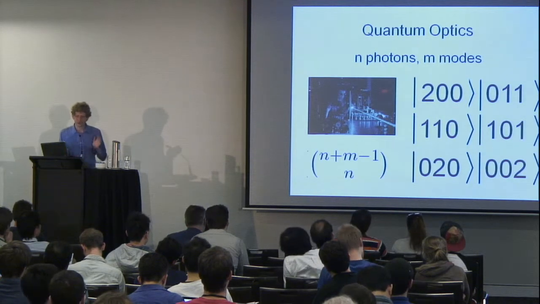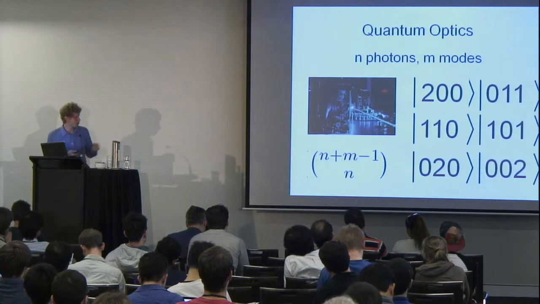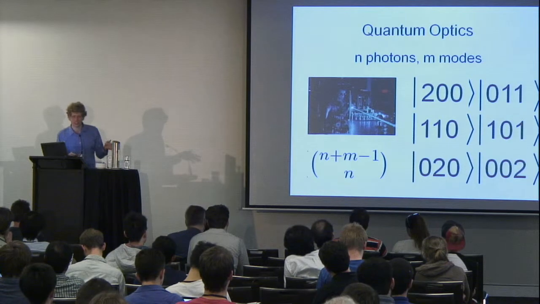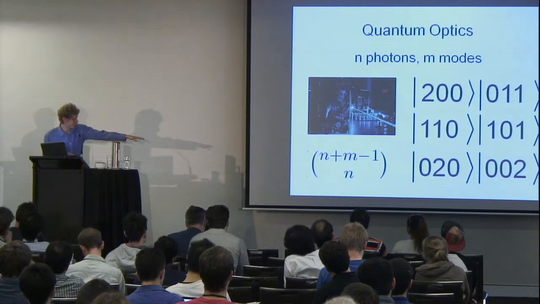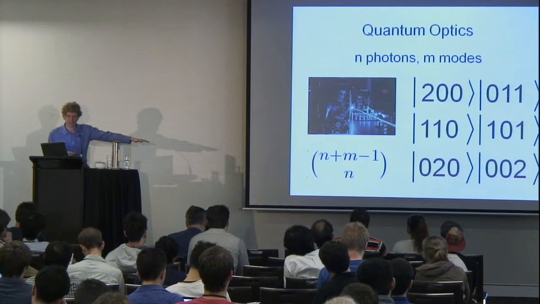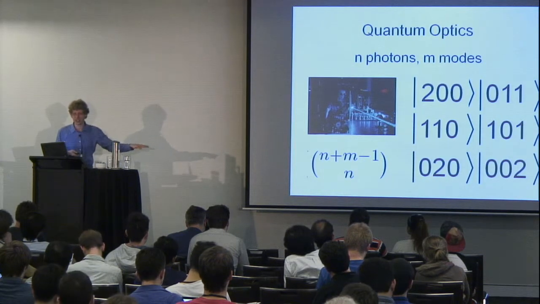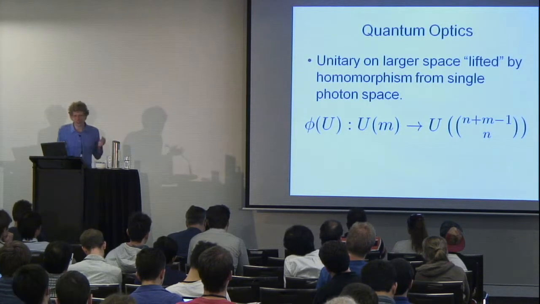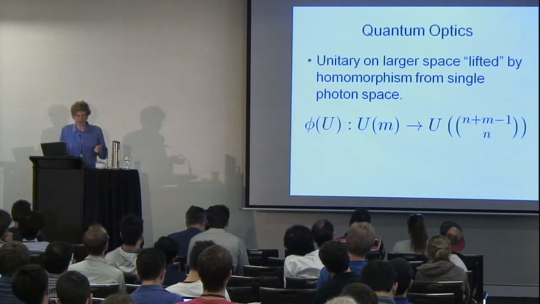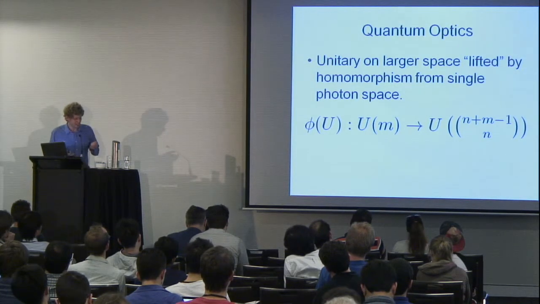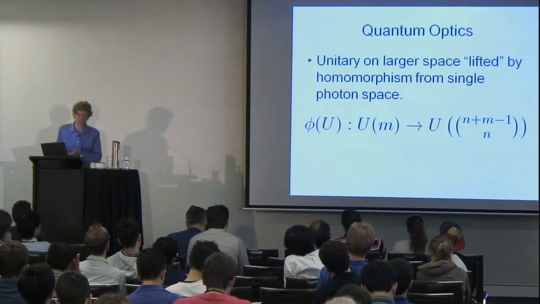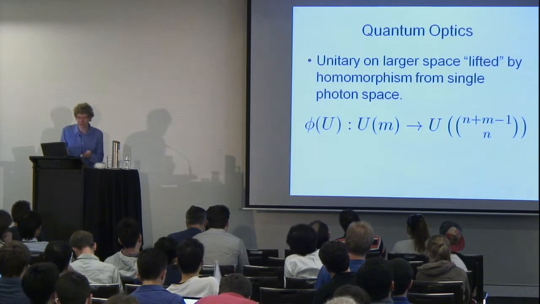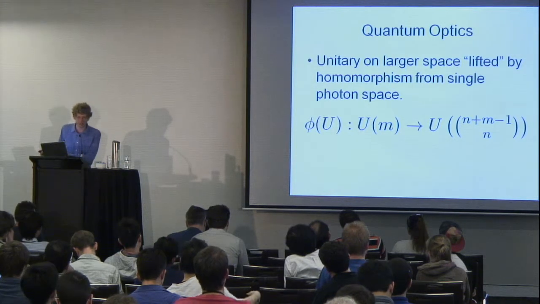But now, a simple counting argument will tell you that the number of such basis states for arbitrary n and m is something like n plus m minus 1 choose n. So in particular, as the number of photons n grows, the dimension of this Hilbert space becomes exponential. So now what unitaries can you perform on this larger Hilbert space? Well, it turns out that the unitaries that you can perform on this large Hilbert space are given as the image of a unitary that you apply to a single photon under some homomorphism phi.